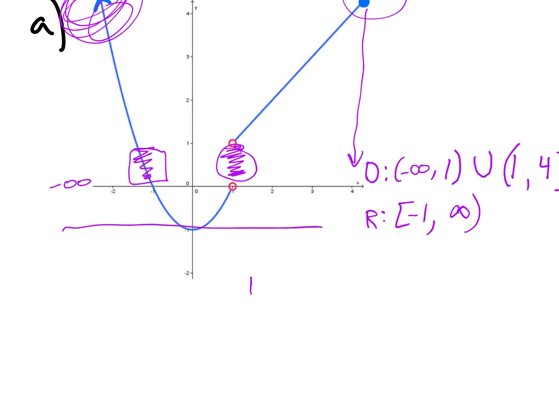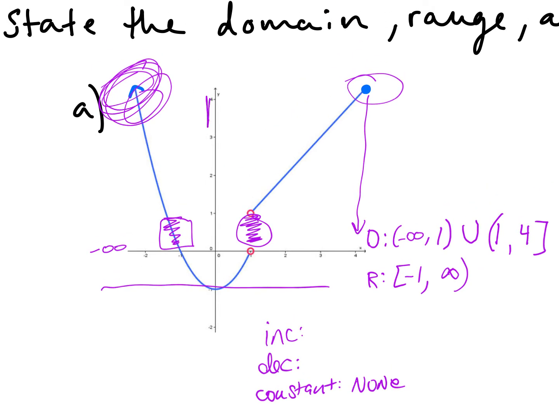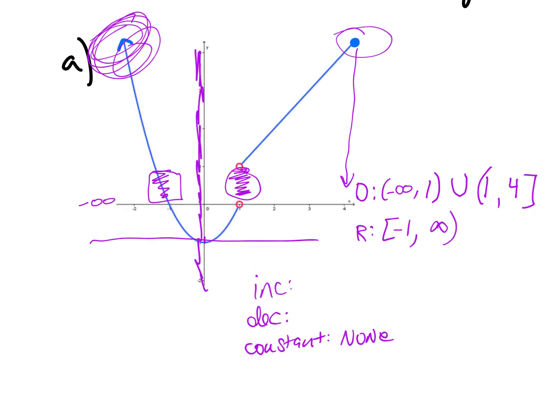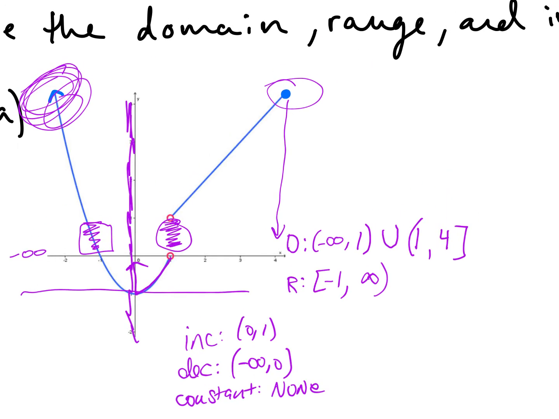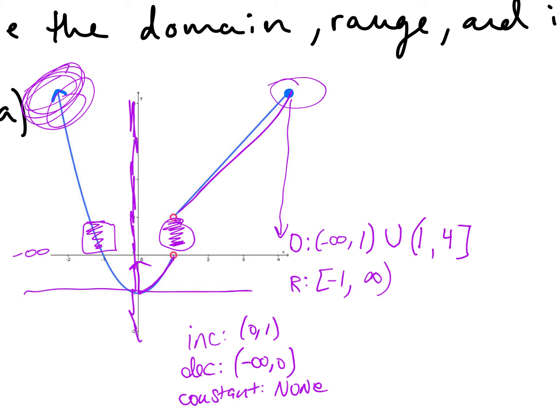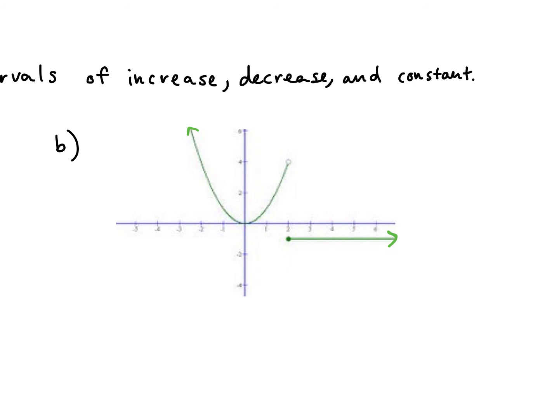Now, if we talk about increase, decrease, and constant, this is pretty straightforward. What's the constant here? There's none. Good. All right, cross off your y values. You don't need them. What is this graph doing from negative infinity to 0? Decreasing. And then what's it doing from 0 to 1? Increasing. And then what's it doing from 1 to 4? Good. Perfect.